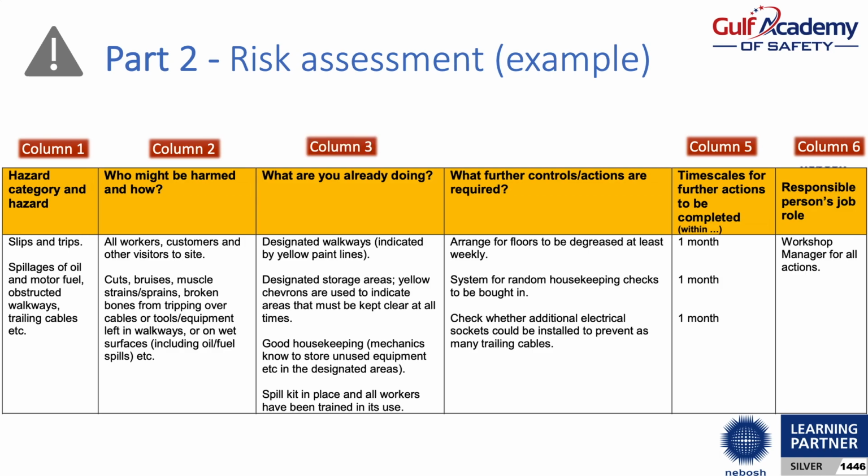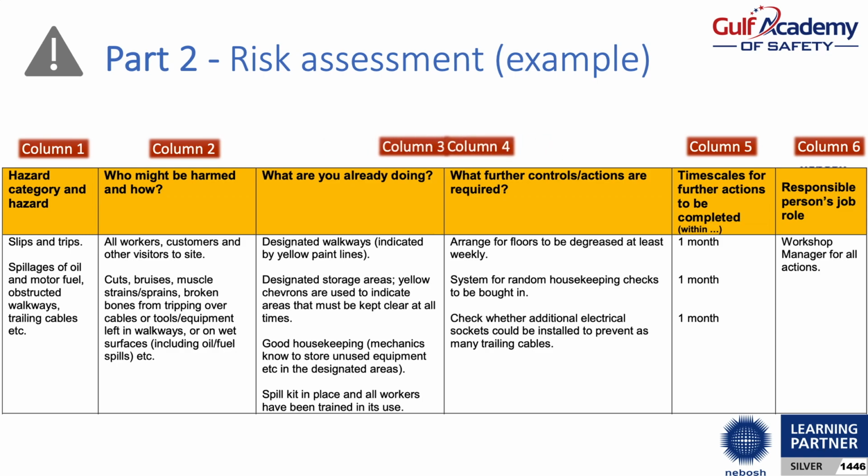The fourth column is to describe the additional controls or actions required. Here you need to describe the additional controls that need to be implemented to further control the risks created by the hazards identified in the assessment. When you complete your risk assessment you will see that columns 3 and 4 work together.